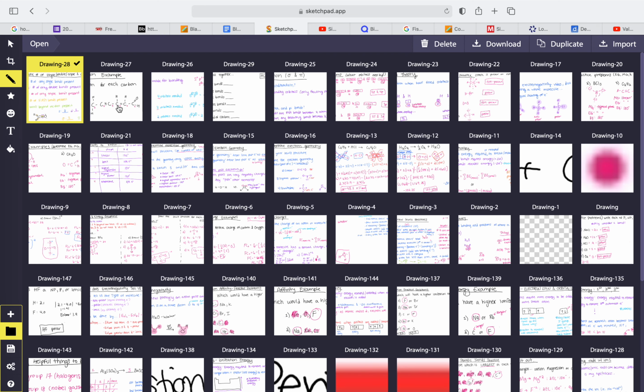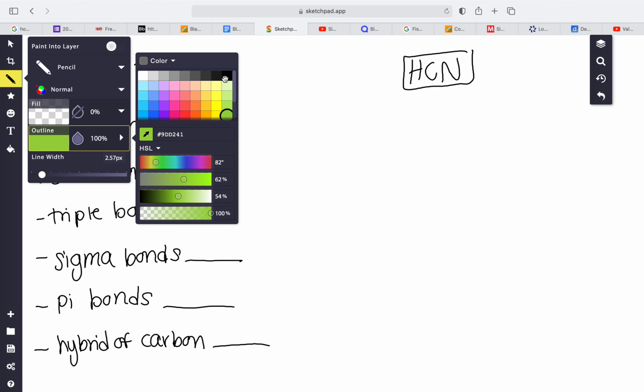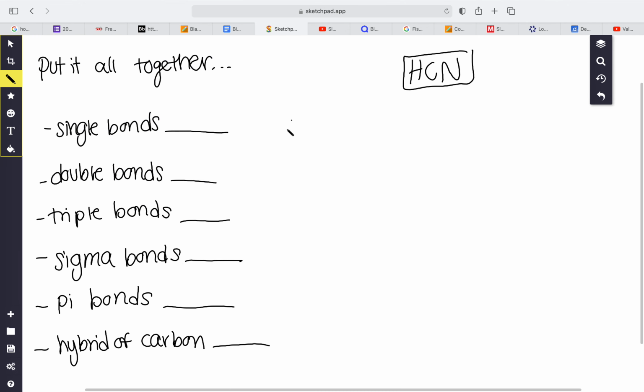Alrighty, so let's move on and take a look at this. This will be our final problem. We're going to put everything together that we just learned. So we're going to have HCN. C is going to be our center, and it's going to look something like that. All right, so let's determine the number of single bonds that we have. I only see 1 single bond, so I'm going to write down 1. Our double bonds, there's no double bonds, so 0. Triple bonds, there's 1 triple bond right here, so that's going to be 1.